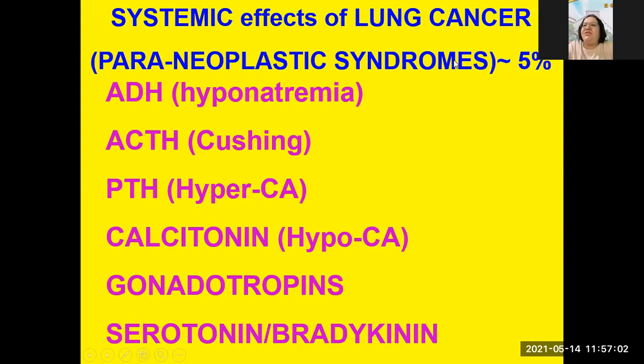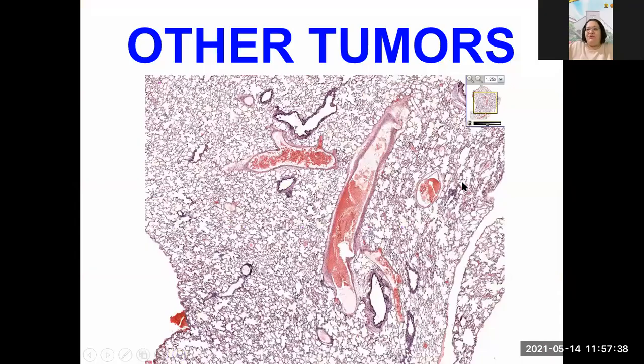So systemic effects of lung cancer, you may have paraneoplastic syndromes, which may be 5% of the time. ADH, patients will develop hyponatremia. ACTH, they'll develop Cushing syndrome. Parathyroid hormone, they'll have high levels of calcium. Calcitonin, if it is affected, then they will have low calcium, gonadotropins, serotonin, and bradykinin. So these are paraneoplastic syndromes.